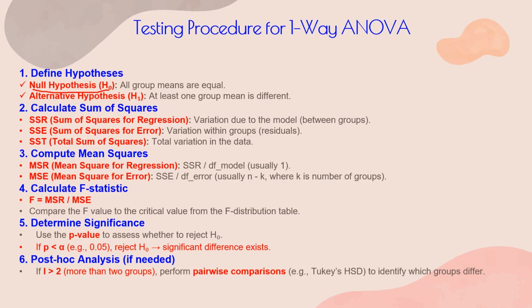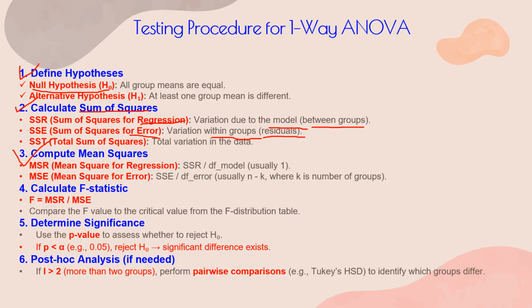Second step, calculate the sum of squares. In the table, we already have the formula: SST equals SSR plus SSE. E means error. R means regression, the model. So SSR is the variation due to the model, sometimes called between groups. SSE is the error, the variation within groups, called residuals. SST is the total variation in the data.